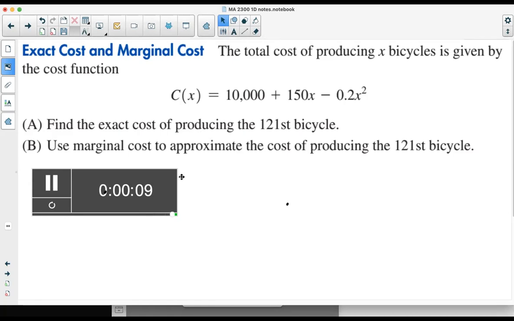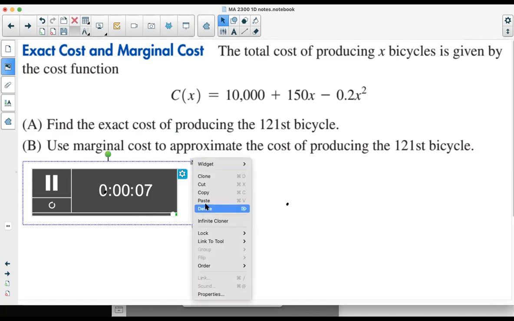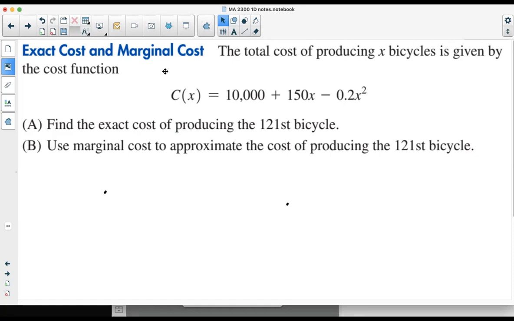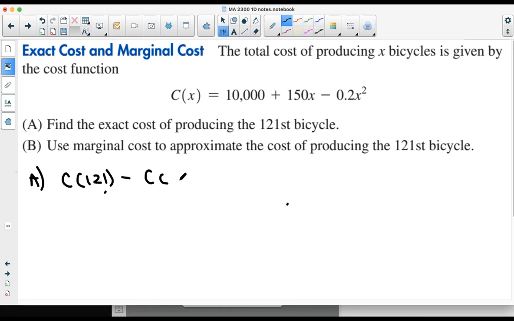First, I want you to find the exact cost. How do you find the exact cost? All right, the exact cost in this case, A, is C sub 121 minus C sub 120. Of course, because we have a calculator, it's a bit easier for you to find this one. But actually, guess what I'm going to do? Why don't I do this question entirely using the calculator? So that you have the options to do this one by hand and by using the calculator.